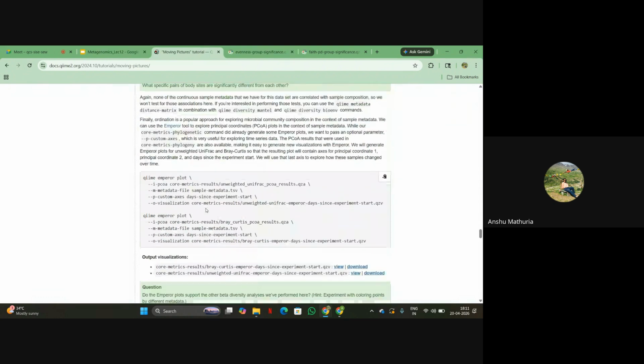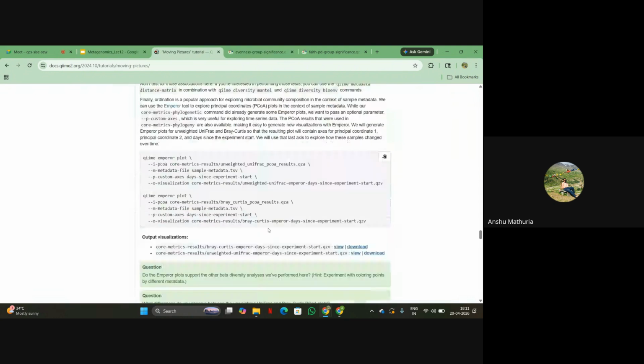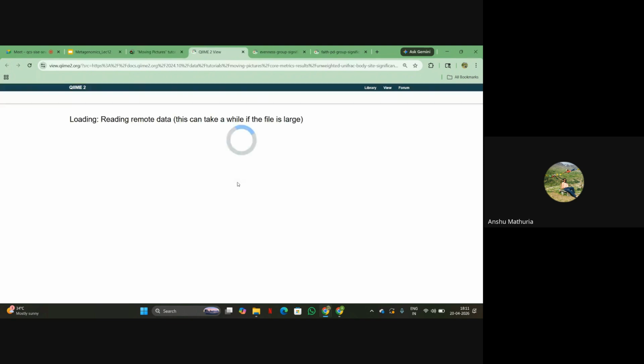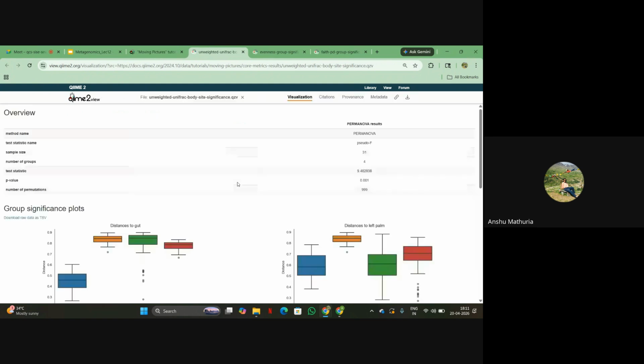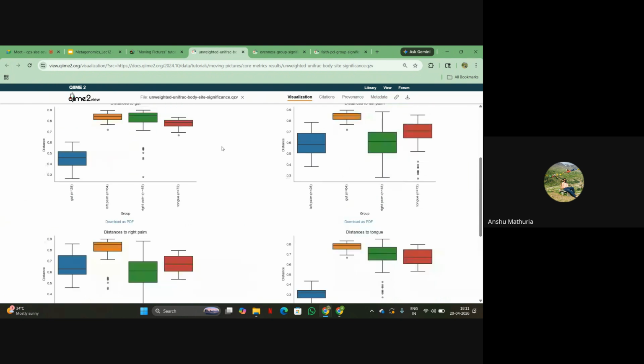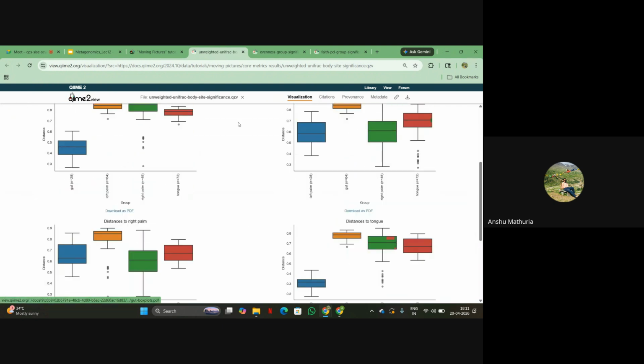So when you do further, I'll just explain with this particular example. I'm sorry, it was not alpha diversity, it was beta diversity itself. So for beta diversity, what was there? We had different groups, right?